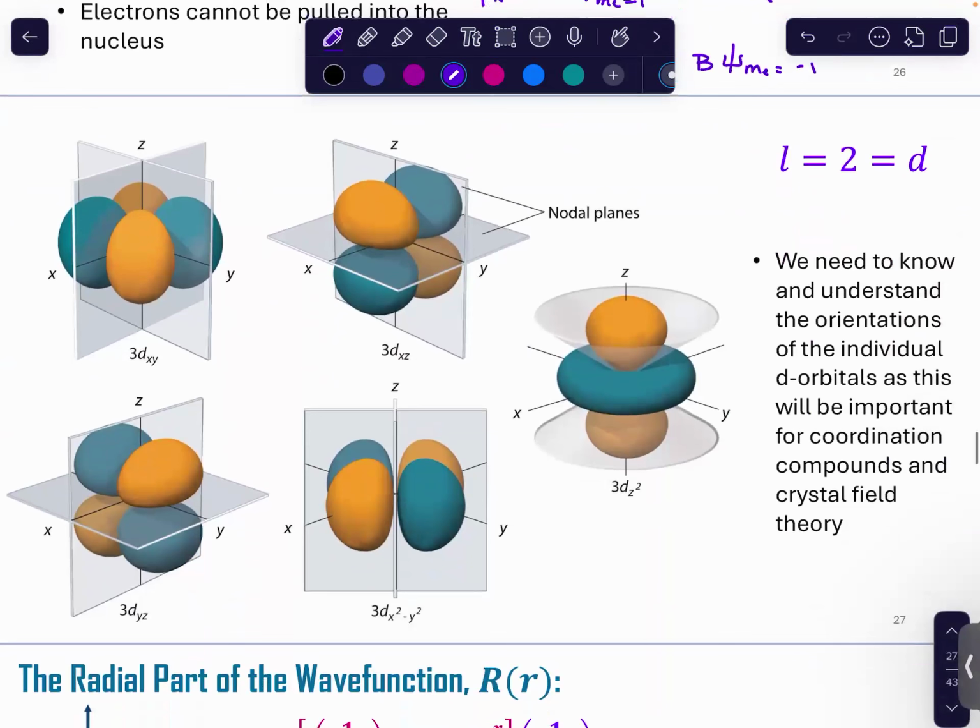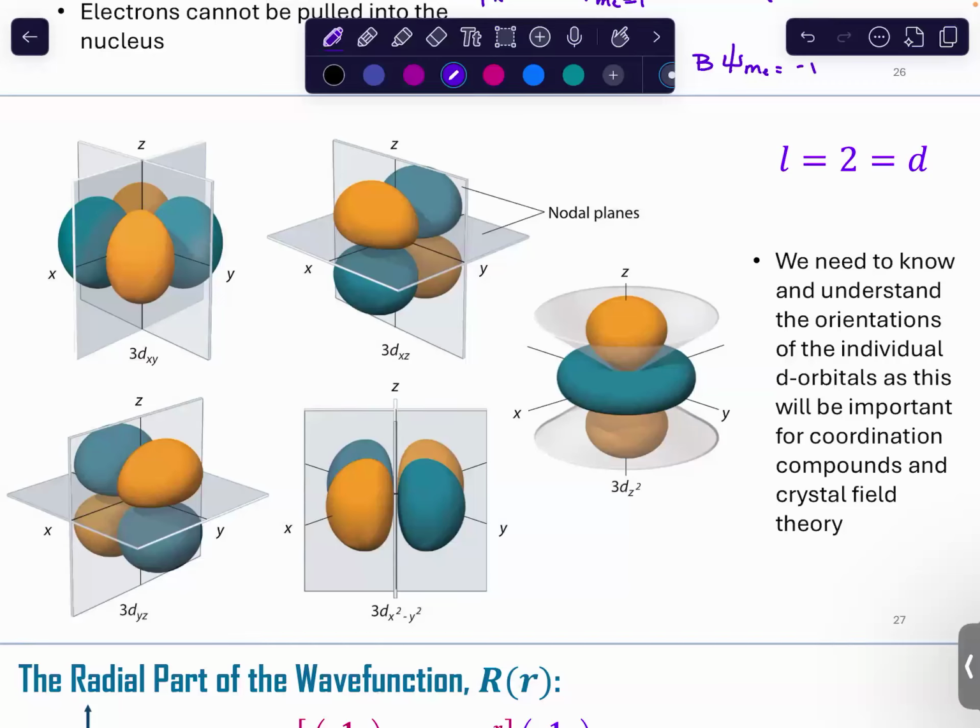And of course, now this one I wanted to put on here because I really want you to get used to the shapes of these d orbitals, because this is going to become super important when we talk about crystal field theory and d orbital splitting in metals. Okay, so I want you to understand these 5 d orbitals.